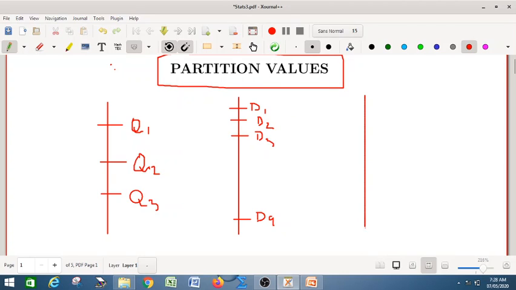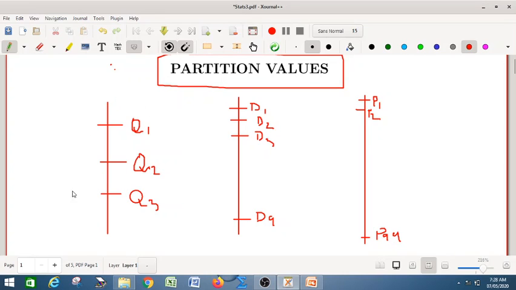Now suppose you want more, smaller divisions. So that is called P1, P2, etc. up to P99. These are called percentiles. So there are 99 percentiles. So this will divide the whole observations into 100 equal parts. You know, people are talking about percentiles. So these are called partition values.